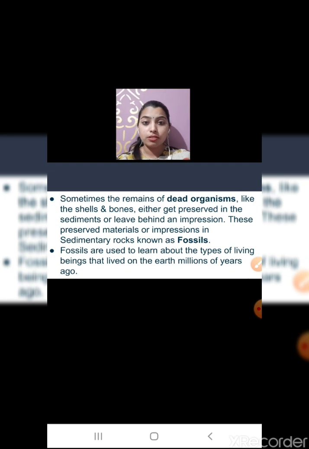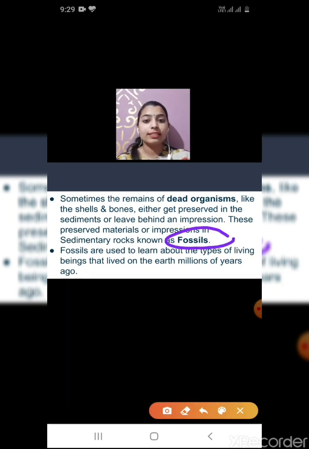What is the use of fossil? Means when we are talking about fossils, it is the remains of dead organisms, like their shells or bones, that get preserved or leave behind an impression on the sedimentary rock. So what is the use of fossil? Why do we study fossil? Because of fossils only we come to know the types of living beings that once lived on earth. Alright. Now you understood.